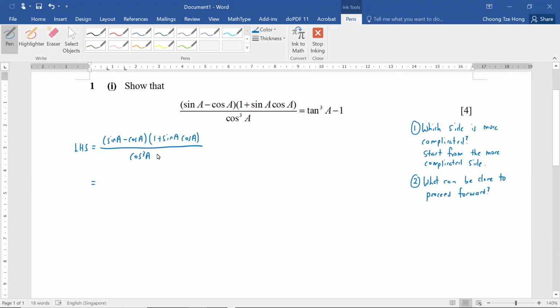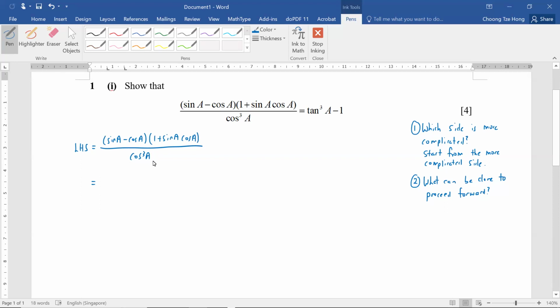So what can we do logically with an expression like this? If you ask me, there's only one logical thing that we can do, which is to expand the numerator. Because in the denominator we have a cosine cube A, right? There's nothing that we can do to the cosine cube A. There's no identity that is related to cosine cube A.